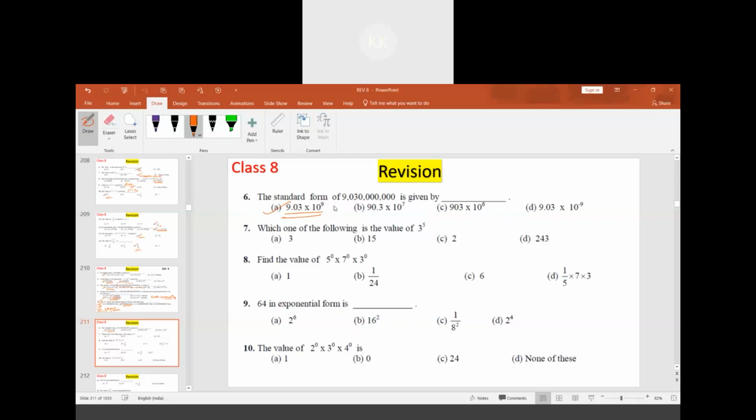Question number 7. Which one of the following is 243? Option D, 243. Because 3 to the power of 4 is 81, and 9 square, correct.